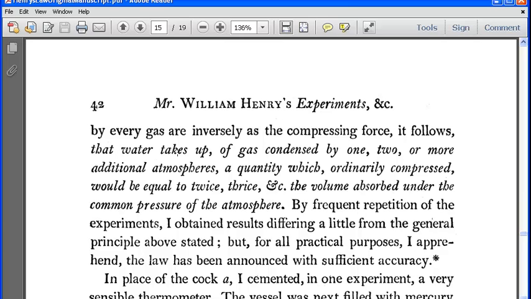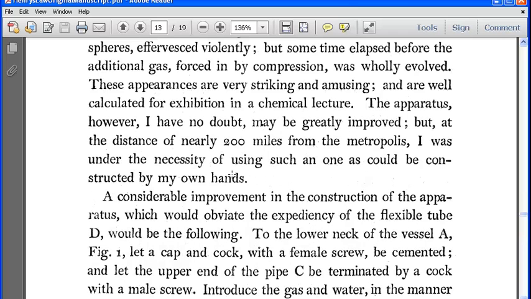So water takes up, okay, a gas condensed, that must be increase in pressure, so increase the compression by 1, 2, or more additional atmospheres. All right, the water will take up a quantity which would be equal to twice, thrice the volume absorbed under the common pressure of 1 atmosphere. So that sort of says that the amount of the gas in solution is proportional to the pressure of the gas above the solution. Well, anyway, there's a couple other interesting things to read here.